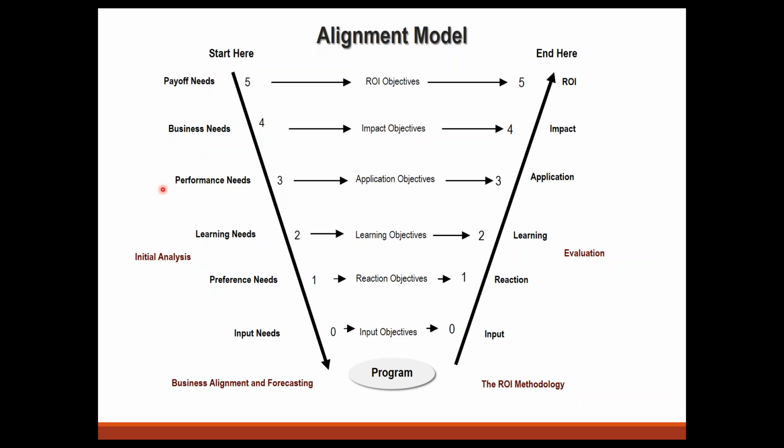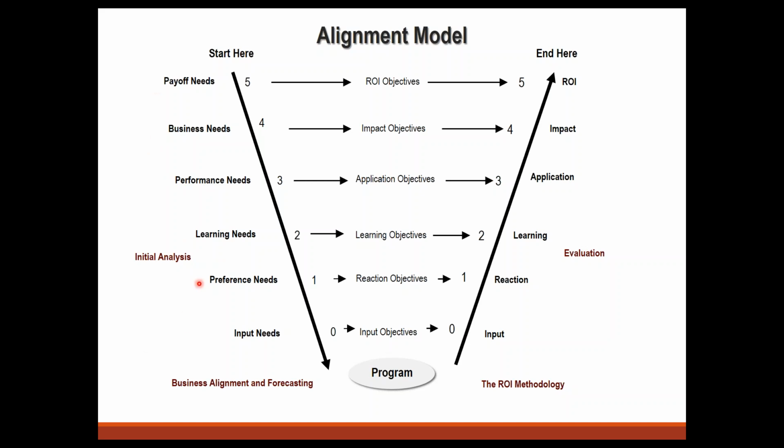Then we ask ourselves the question, okay, given what we want to change in terms of behaviors, actions and processes, what is it people need to learn, that if they learned it, they could do what we want them to do to improve the business measures so we could take advantage of the payoff opportunity?